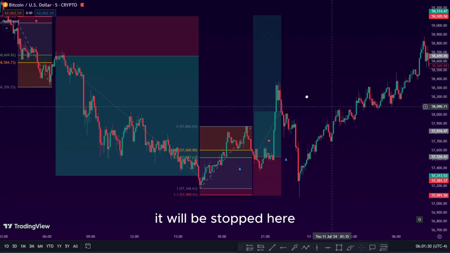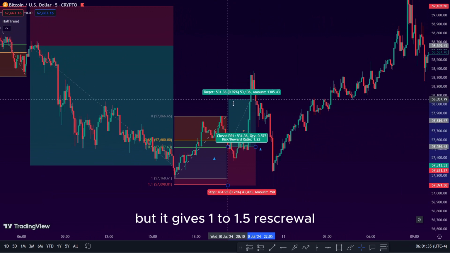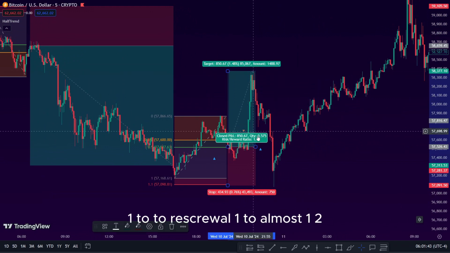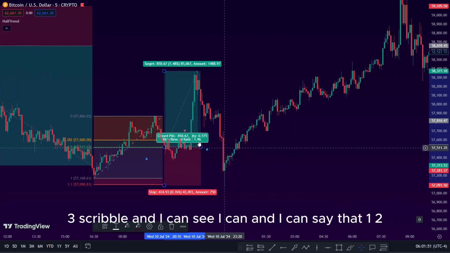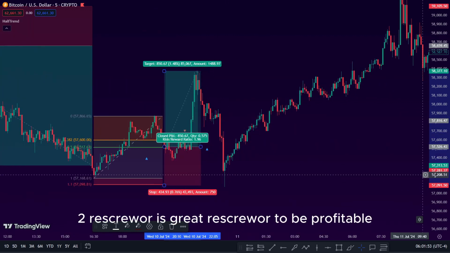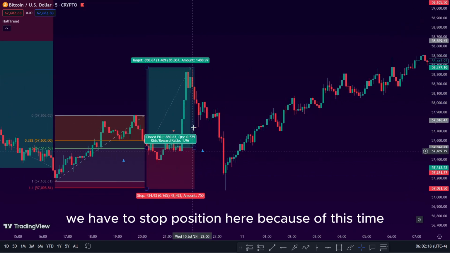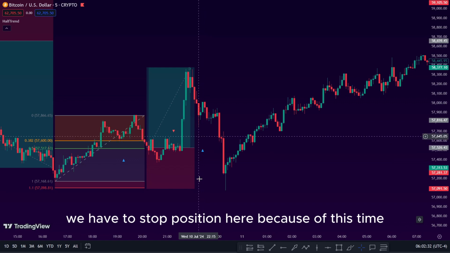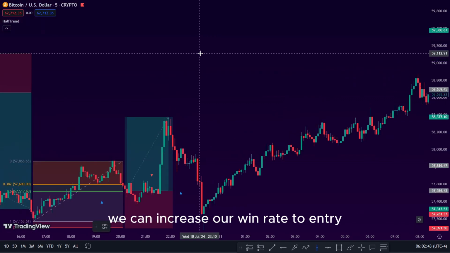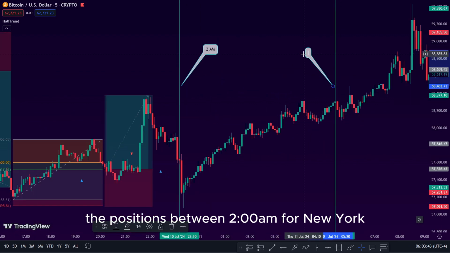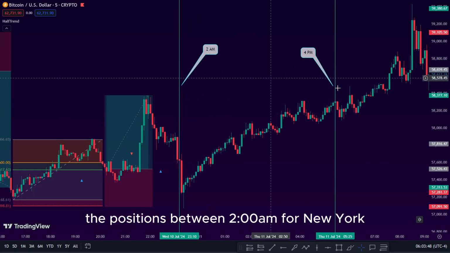It would be stop here, but it gives 1 to 1.5 risk reward, 1 to 2 risk reward, almost 1 to 2 risk reward. And I can say that 1 to 2 risk reward is great risk reward to be profitable. We have one stop position here. We have two stop position here. Because of this time, we can increase our win rate to entry the positions from 2 a.m. to 4 p.m. It will increase your win rate.